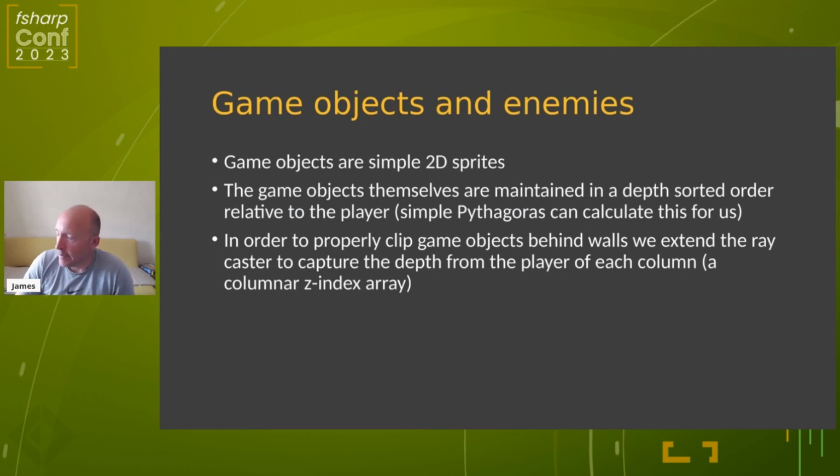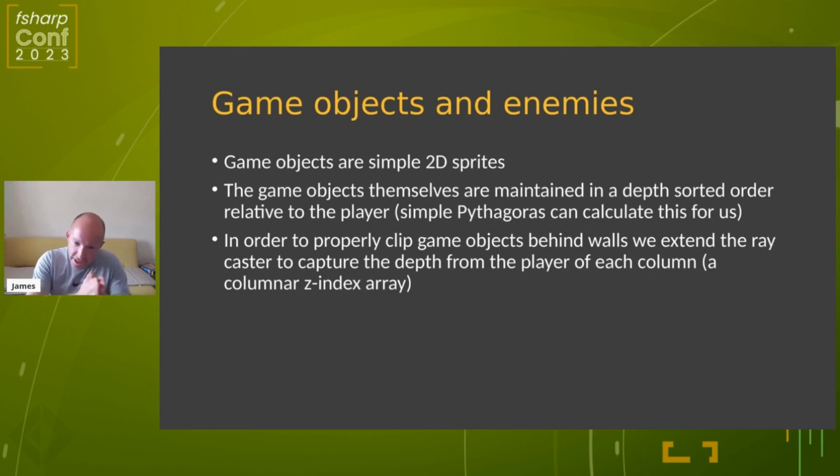Render.fs. Sorry, game objects and enemies. So game objects and enemies are also 2D as well. So there's no 3D models in it. They're just sprites again. You need to draw them in the right order to get the depth perception right. So they are sorted in depth order relative to the player, and then clipped behind the wall. So imagine a guard moving around a corner. You want them clipped behind the wall.